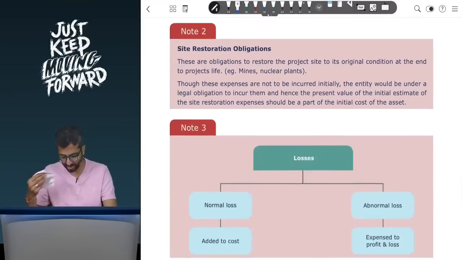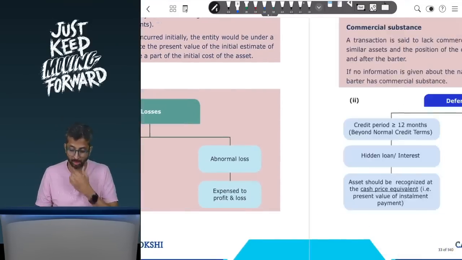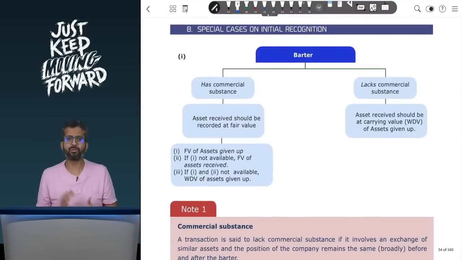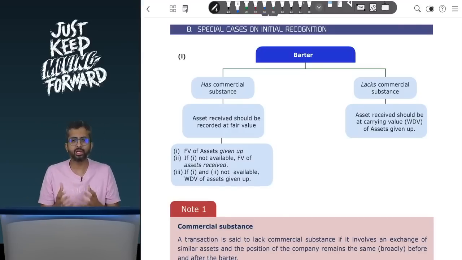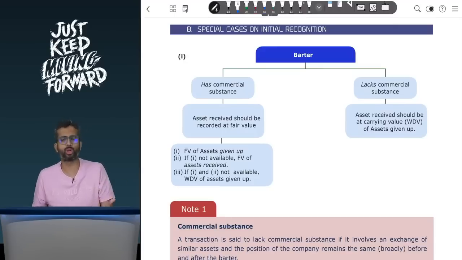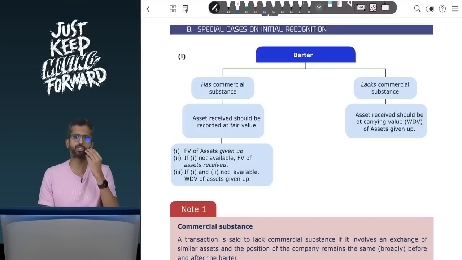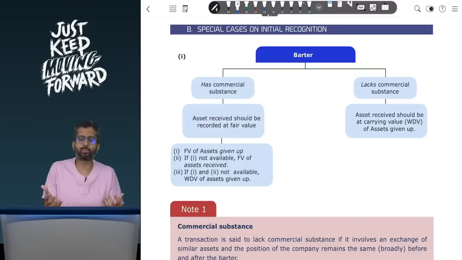Okay, losses, like we studied for inventory: normal loss will be added, abnormal loss will be taken to the profit and loss account. A few special cases can include barter or deferred payment. What does deferred payment mean? AS 10 believes that if the payment terms are at or beyond 12 months, there is a hidden interest period. No one gives you credit at or beyond 12 months without charging you interest. And hence, if they are telling you pay me 240 rupees after 2 years, we will say 240 after 2 years is equivalent to how much today on a present value basis. So you will take the cash price equivalent or the present value, and that will be taken as your cost of the asset. Let's say that present value comes to 20 rupees.